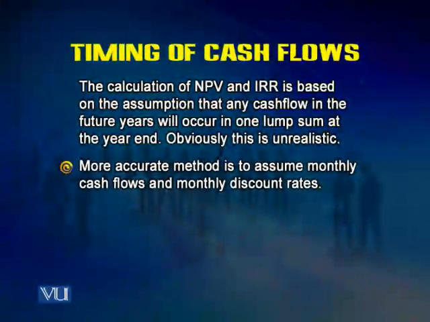More accurate method is to assume monthly cash flows and monthly discount rates. It would be more accurate that the cash flows, instead of being year one, year two cash flows, are broken down into monthly cash flows, so that we have cash flow at the end of month one, discounted for 1 month. Cash flow at the end of month two, discounted for 2 months, and so forth. And of course, just like we have an annual discount rate, we can have a monthly discount rate.